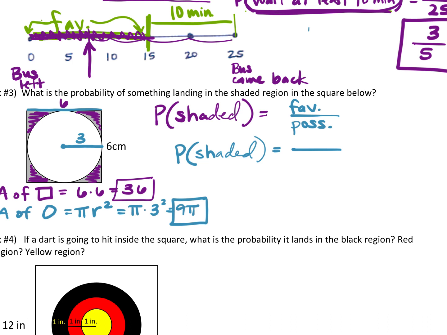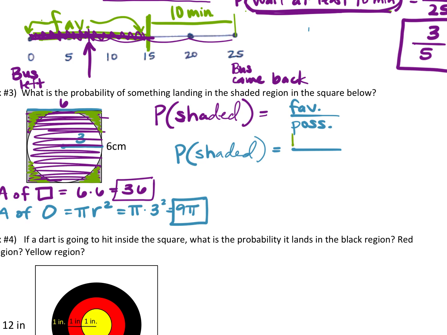Okay, think of it this way. Subtraction. You found the area of the square. I don't want that. I only want this. So what do you have to get rid of? The circle. So you're going to do the square minus the circle, and that will give you the shaded. The square minus the circle gives you the shaded portion.